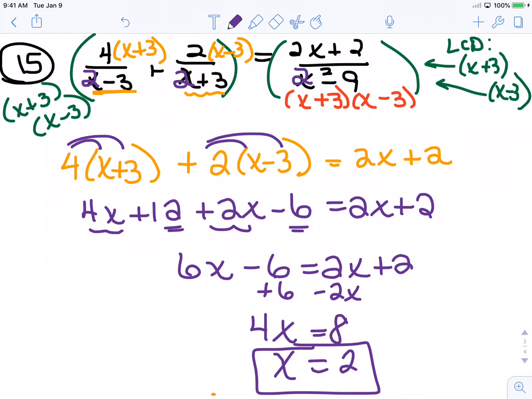And then plugging it in for the last fraction, 2 squared minus 9 is negative 5. So it checks in each one of those. It doesn't give us a 0 or an undefined value. That means x equals 2 is our solution.